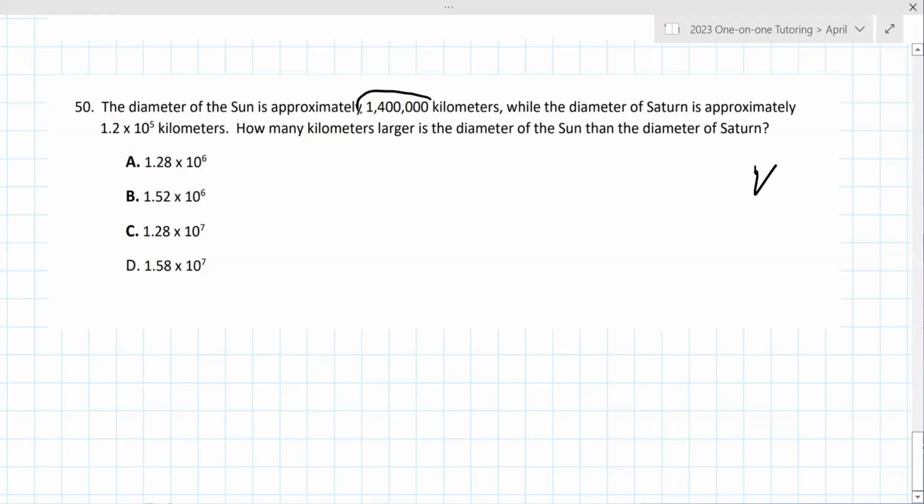Could you convert 1,400,000 into a scientific notation number for me, please? I just converted 1.2 times 10 to the 5th into non-scientific. Because the answers are all in scientific notation, you want to convert this one to scientific notation. The way you're doing it will work, but you're adding a little bit of extra work, and you eventually have to go back anyway.